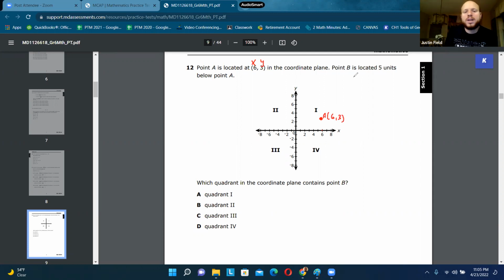Point B is located 5 units below. So let's just go to point A, and we'll go 5 units down. So there's 3 units down. 2 more would make 5. There's point B, 5 units below A. And so what coordinate is it? It's 6, -2.